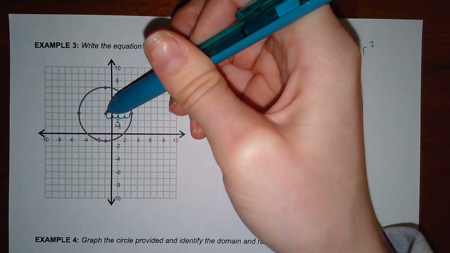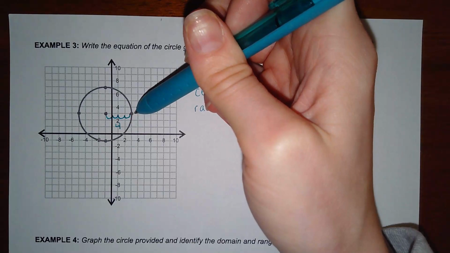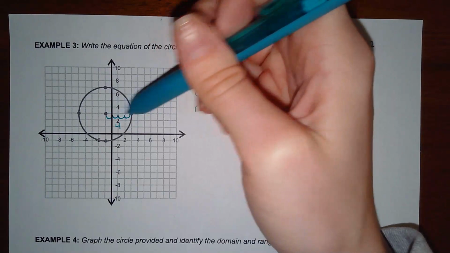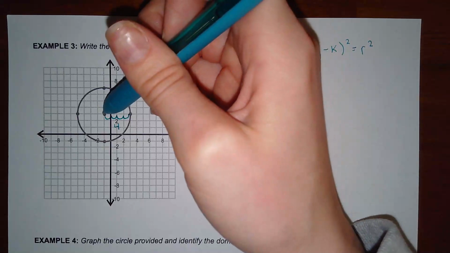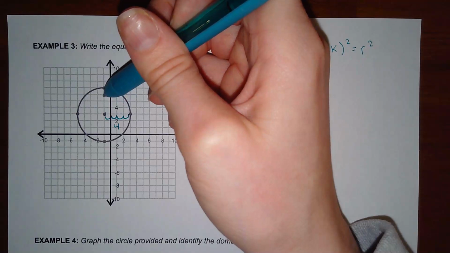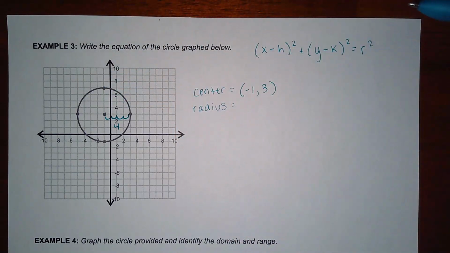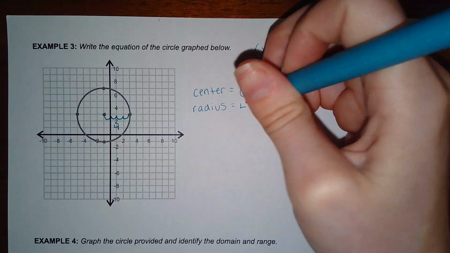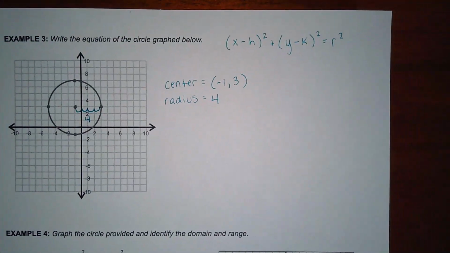So the radius is the distance from the center to the outside. It doesn't really matter which point you count. If I counted backwards 1, 2, 3, 4, or if I counted up 1, 2, 3, 4, either way, the radius should be the same. So I can see that the radius is 4 units.